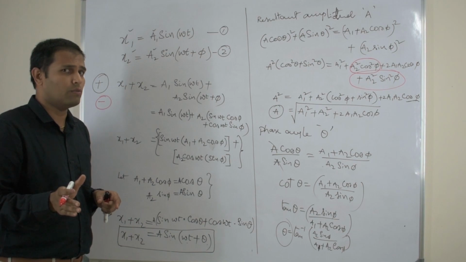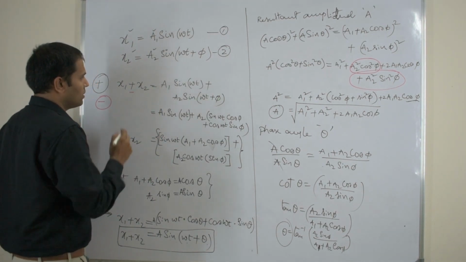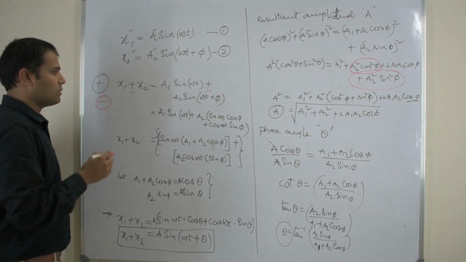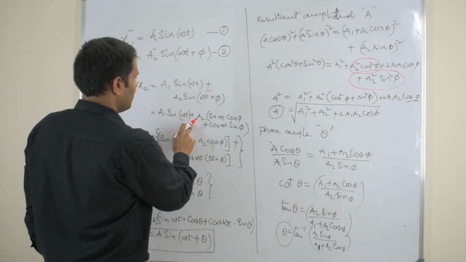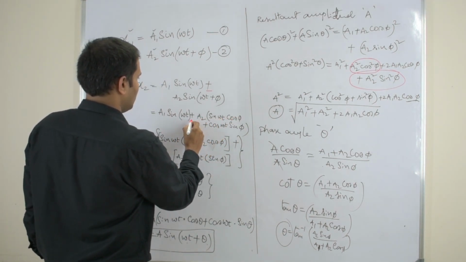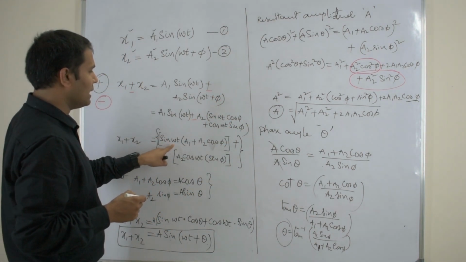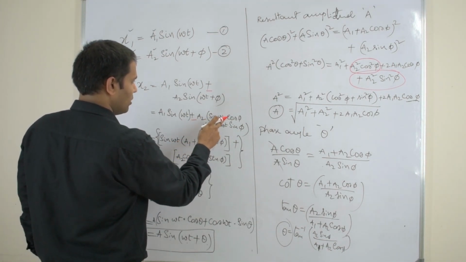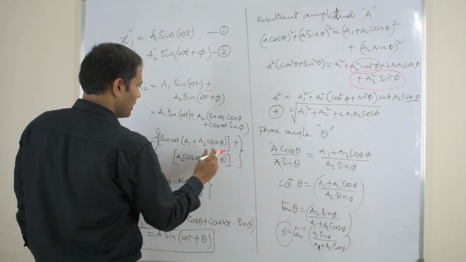This is going to be homework for you. So because of this, what happens? Here it will get minus. So once you get minus, what happens? A1 sin omega t, here it will get minus. So once you are taking out common A2 sin omega t, A2 sin omega t cos phi, it will get minus. This will get minus.